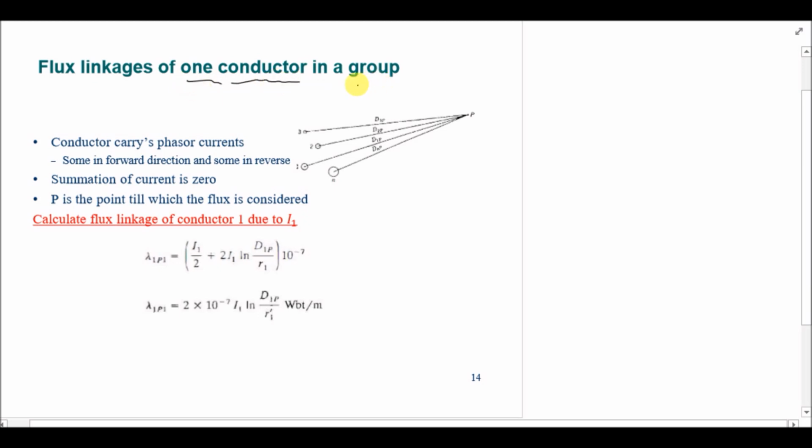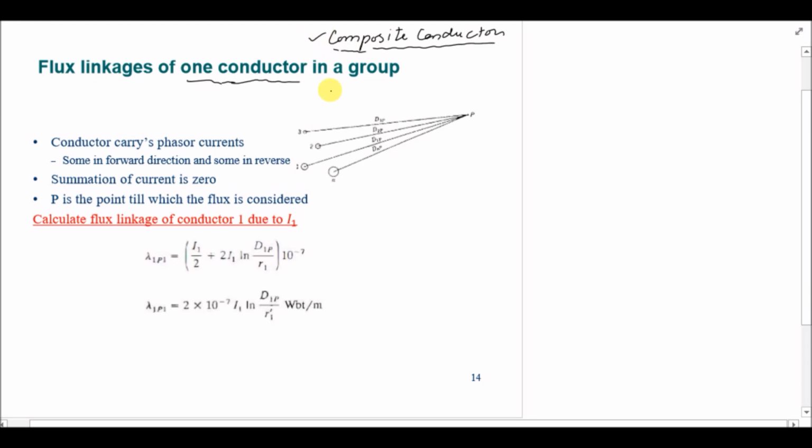In today's lecture we are going to find the flux linkage of one single conductor if we have more than one conductor in a group. And this derivation that we are going to do today will help us in finding the inductance of a composite conductor. So today's lecture is actually the prerequisite of the inductance derivation for a composite conductor.